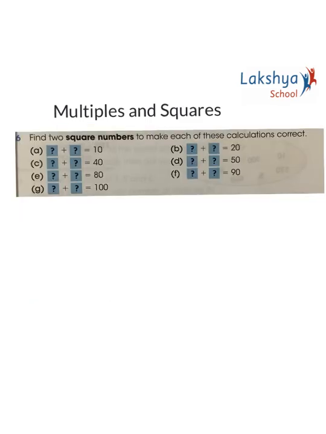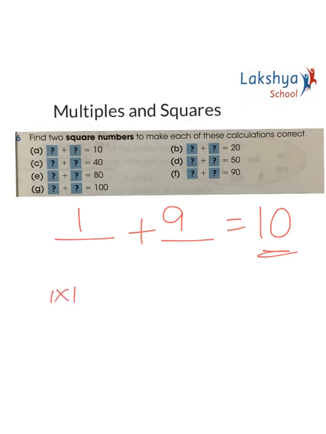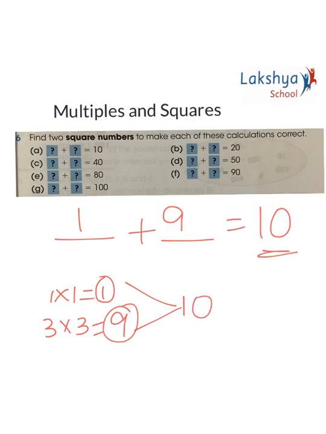Question 6. Find two square numbers to make each of these calculations correct. Let me choose the first one. Which two square numbers add up to 10? I say that the square numbers would be 1 and 9, which gives me 10. So 1 one is 1, which is a square number. 3 threes is 9, which is a square number, which adds up to give me 10. Work out the other two square numbers which add up to these numbers.